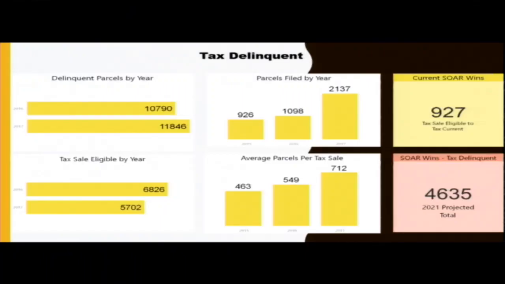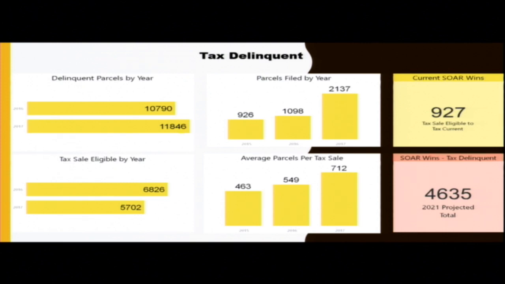That's all I got for this one. Oh, yeah, so we're looking at 300 wins here, again, based on what we have today. Tax delinquent, we have 927 current wins, and those are tax sale eligible to tax. In 5 years, we project that number to be 4,600. That is the net decrease in tax sale eligibles, and we've only had 2 of the 3 tax sales this year.